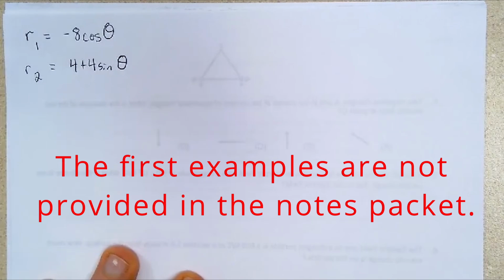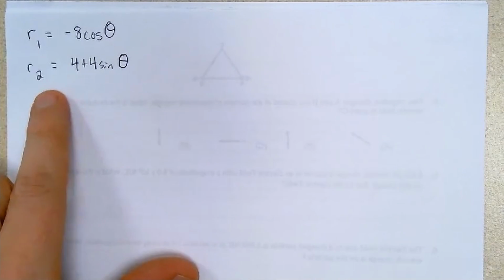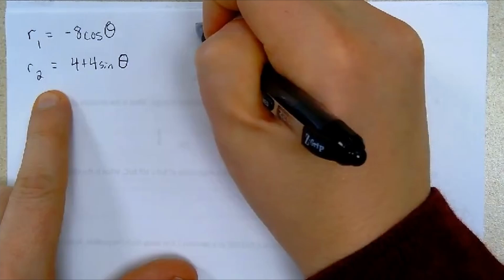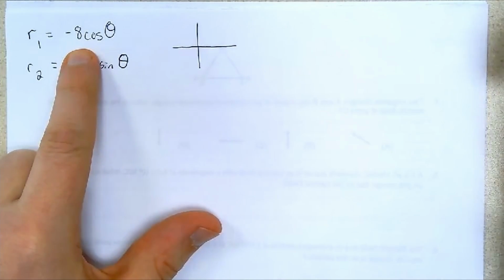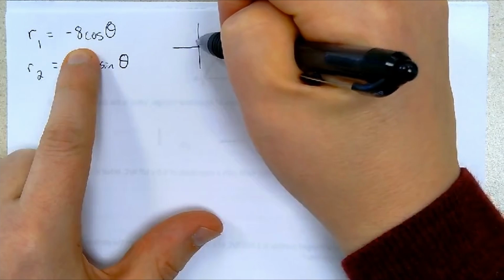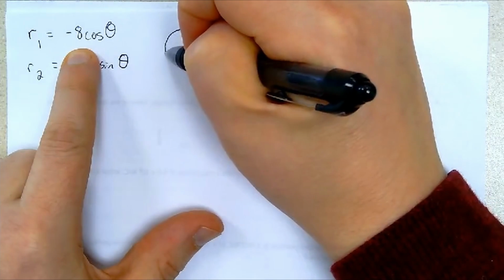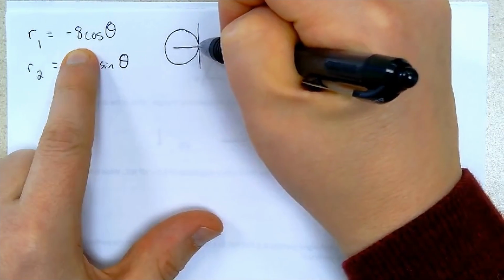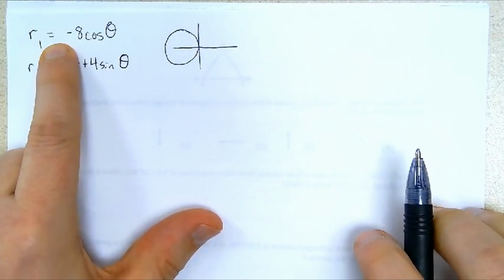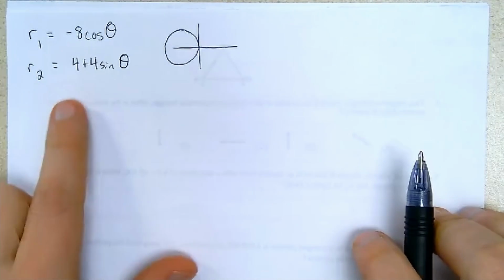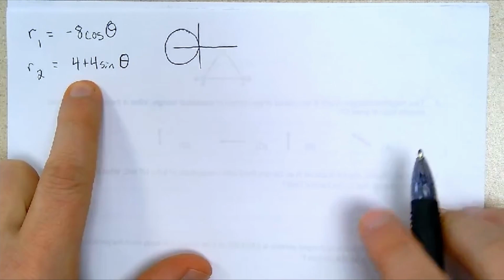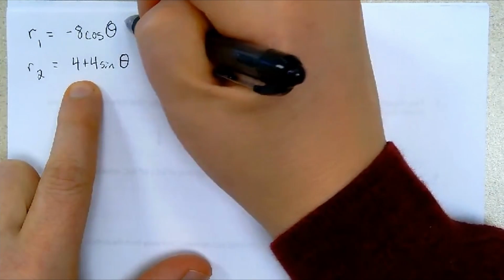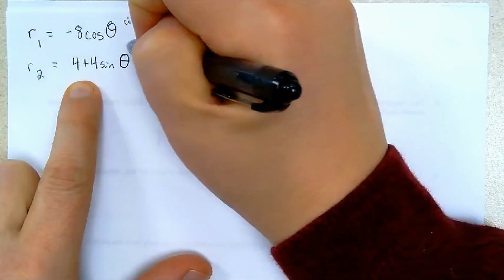Okay, so what we have here is two different polar curves, and if we were to sketch a picture of what these two curves look like, -8 cosine theta is a circle with a diameter of 8, centered on the x-axis on the negative side. And then 4 plus 4 sine theta, this is a limaçon. I'm going to write those words down here, circle, limaçon.